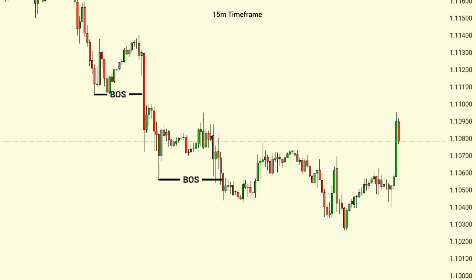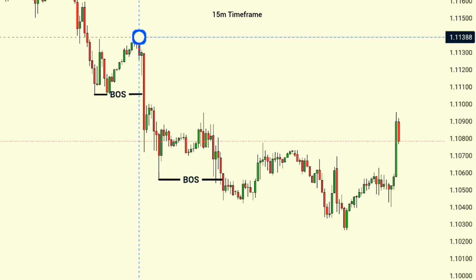Momentum increases, showing clear intention from larger participants. For beginners, this concept simply means confirmation of trend change. Instead of guessing direction, this break provides evidence that selling pressure is stronger. After spotting this, patience is important. Wait for price to retrace into a key area before planning a sell entry.